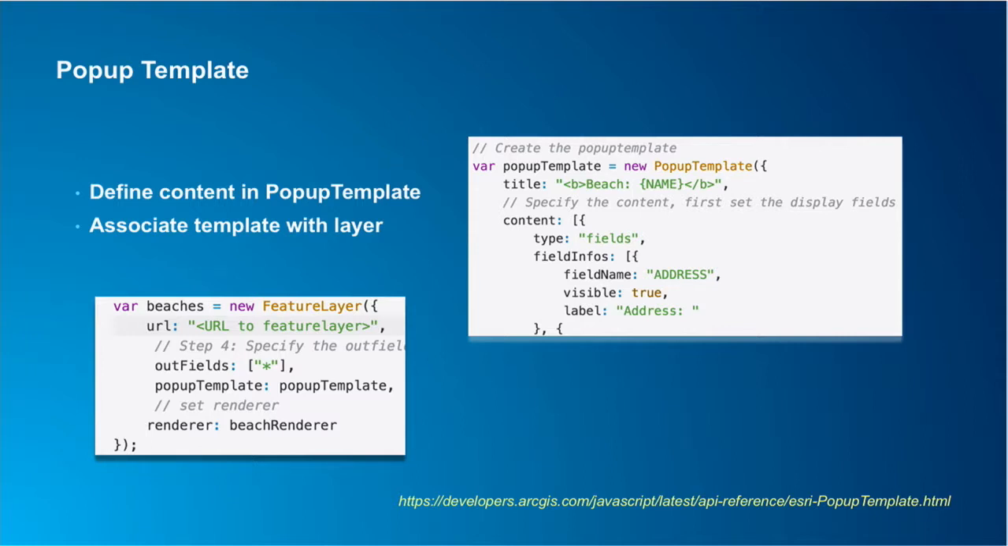So if any of you guys came to my intro session yesterday, we talked a little bit about the Popup template. Basically, the Popup template is what you're going to use to configure how your Popup is going to be displayed within your map. You set the Popup template directly on your feature layer itself, passing the properties that you want to have specified within this Popup template directly to that feature layer.